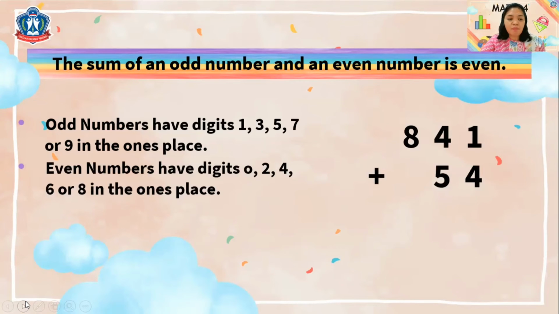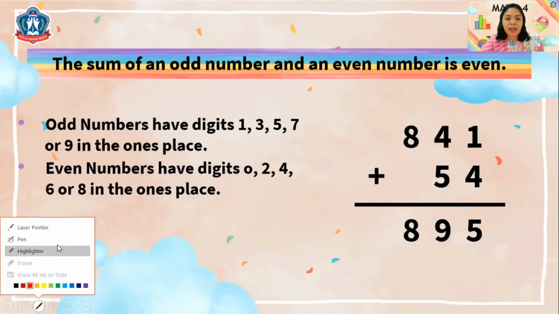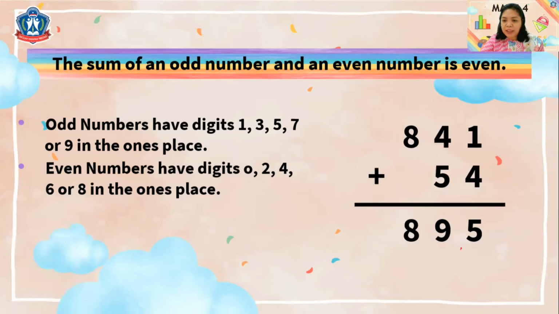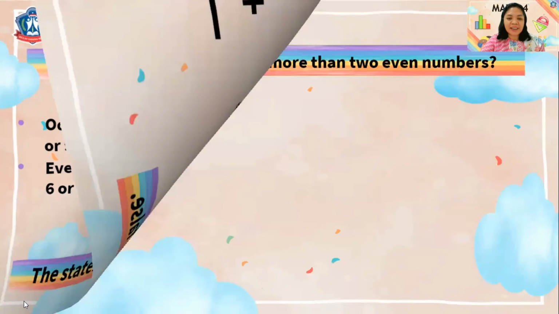So let's add, and the answer is 895. So is it an odd or even number? 895 is an odd number. So therefore, our statement is not correct because the sum of an odd number and an even number is an odd number. Okay, so this statement is false.